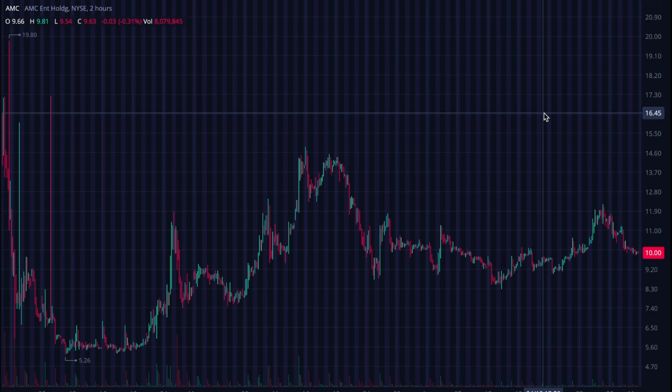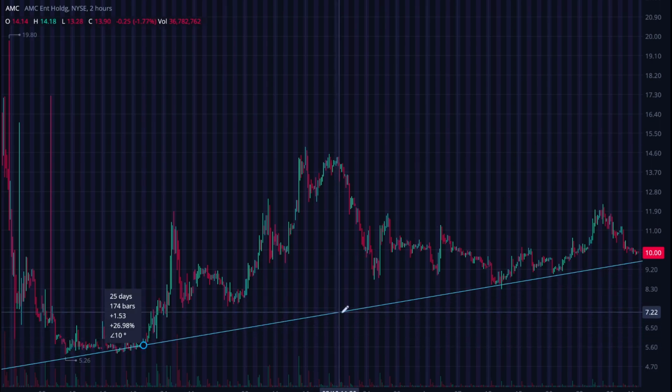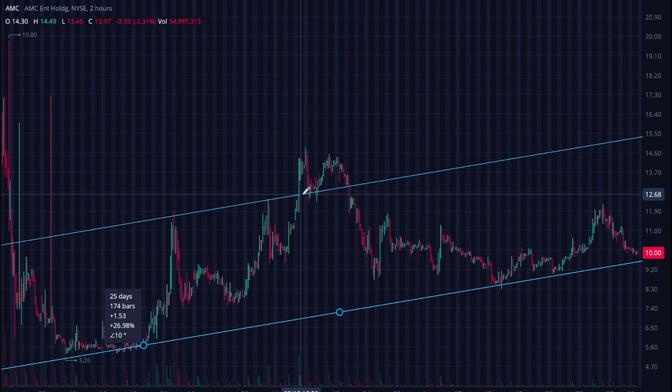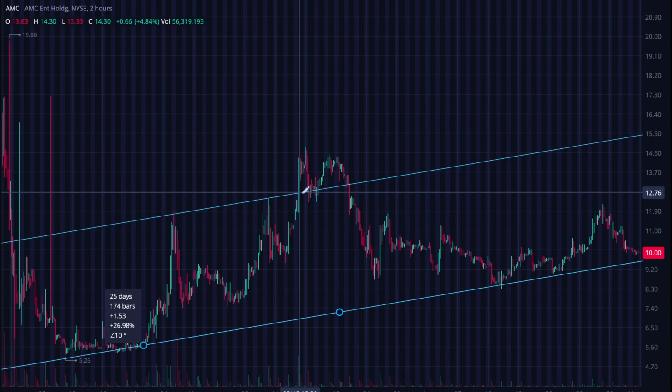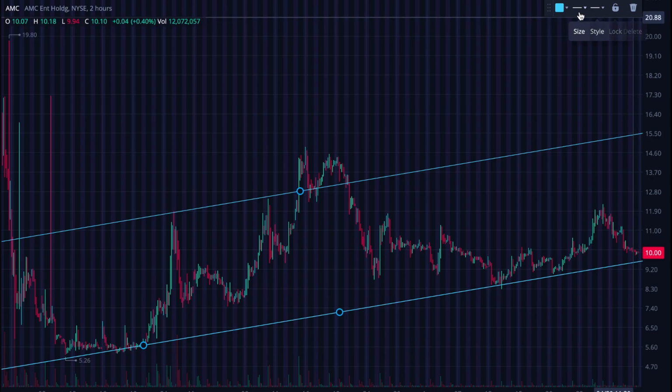Okay, so 2-hour, 3-month chart. The first thing that strikes me, and I'm doing this from scratch, FYI, so you guys can get a sense of how I chart these things from scratch. So hopefully that's helpful so you can do this on your own when you want or when you need.